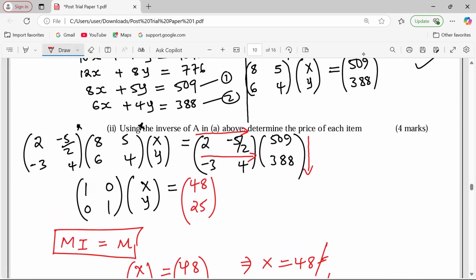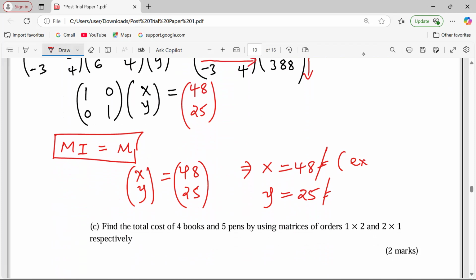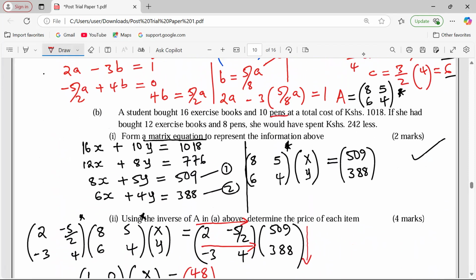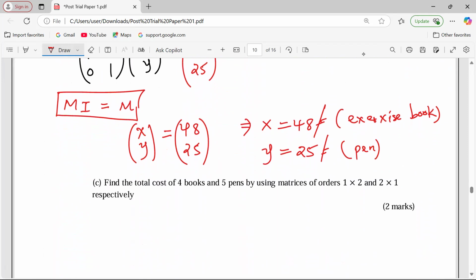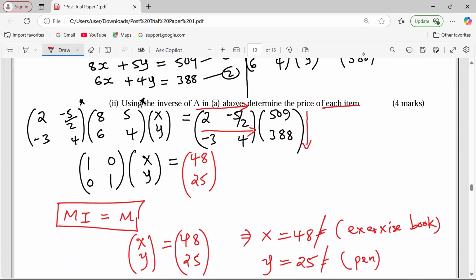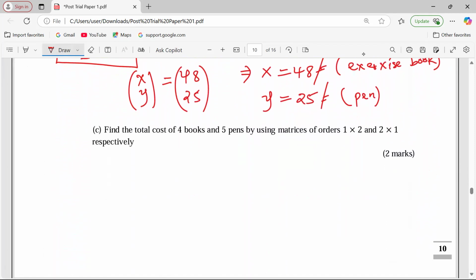So the first one is the price of an exercise book. The other one, which we had let to be Y, is the price of a pen. That way, the price of a pen. So we have the prices of each item. That is what we want to find. Price of each item.